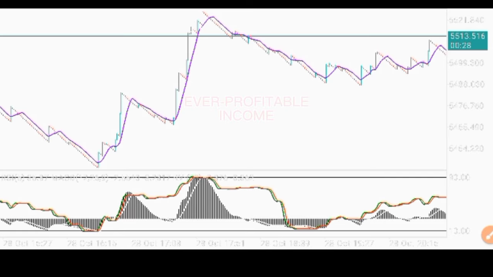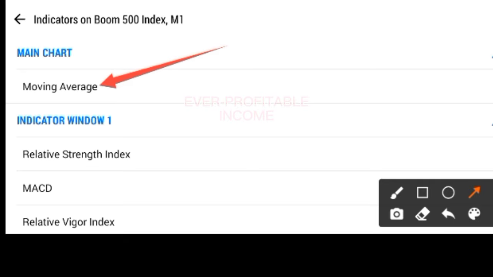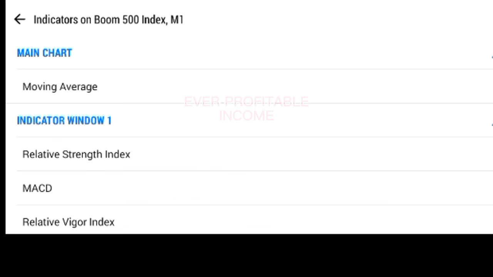Now let's go check out the settings of our indicators. Right on the main chart, we have our moving average just to confirm the change in direction. And on the indicator window, we have the relative strength index, your RSI, we have the MACD and the relative vigor index.